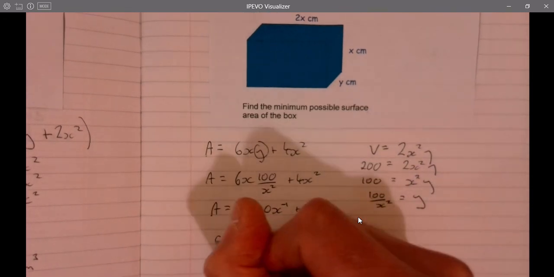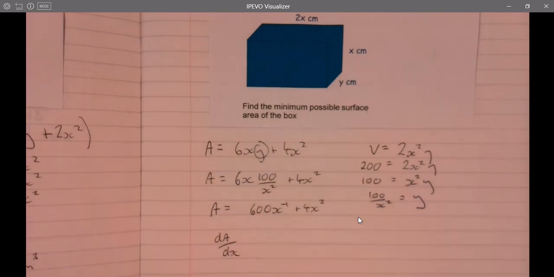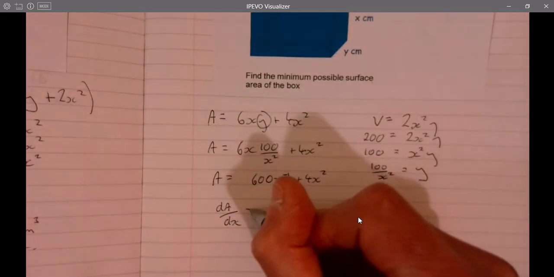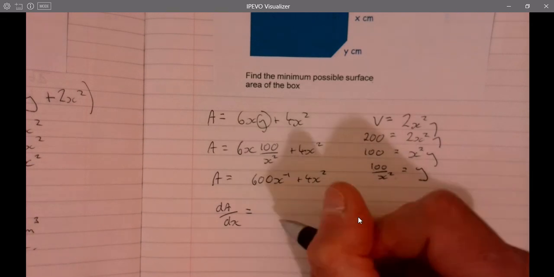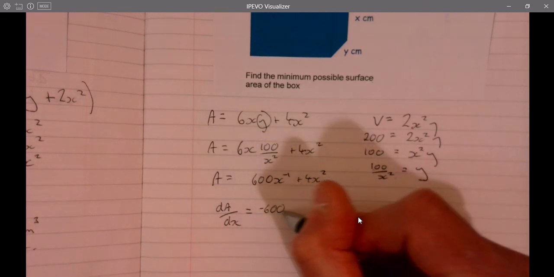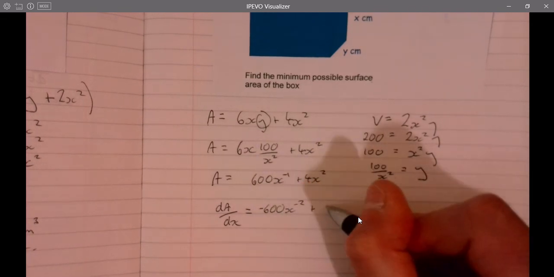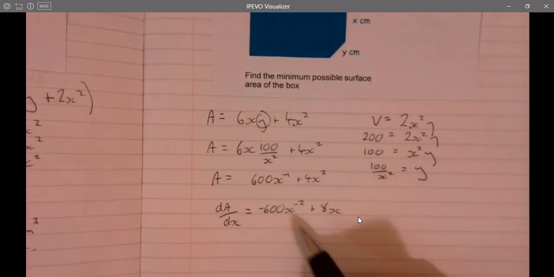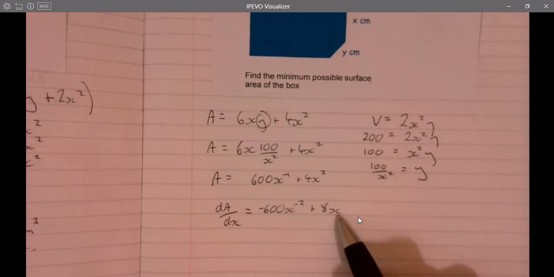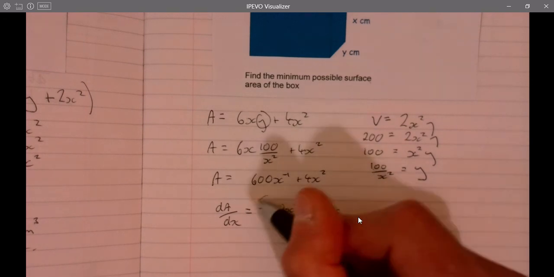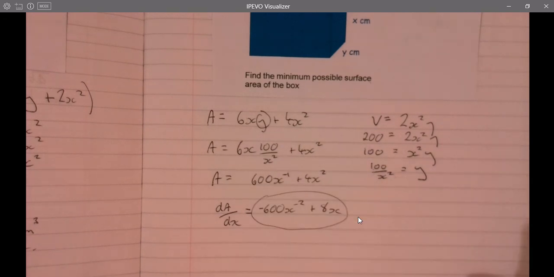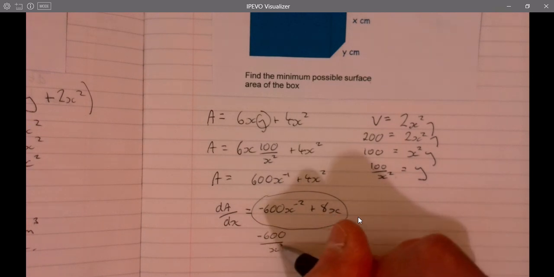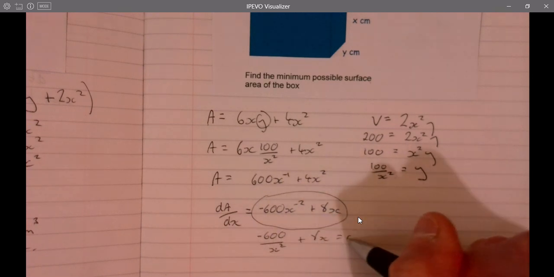Okay, so let's try and use the correct letters in the right order for ourselves. So we've got dA over dx. That's going to give us minus 600 x to the minus 2 plus 8x. What do I need to do now? I need to find out when this is equal to 0. So let's write this down. When is minus 600 over x squared plus 8x equal to 0?